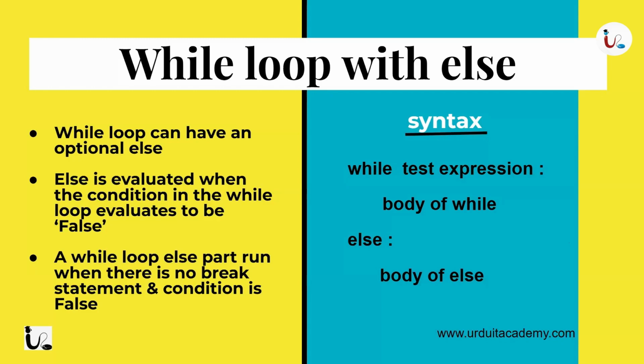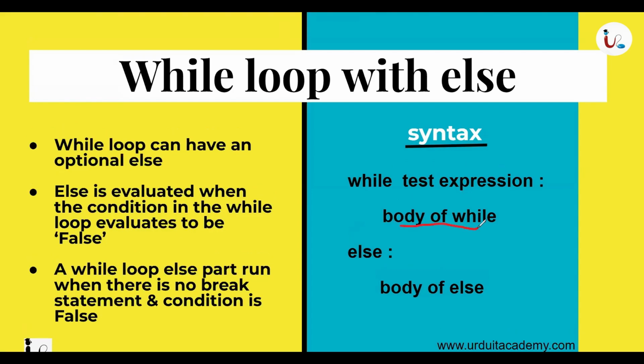But in case of a while loop, it's quite different. Obviously the while loop can have an optional else part, just like the if. So the else part is evaluated when the condition in the while loop is false. For example, as long as the condition is true, the body of the while will be executing. And when the condition becomes false, we'll be coming out of the while loop, right? So the computer will be going inside the else block to execute the body of the else.